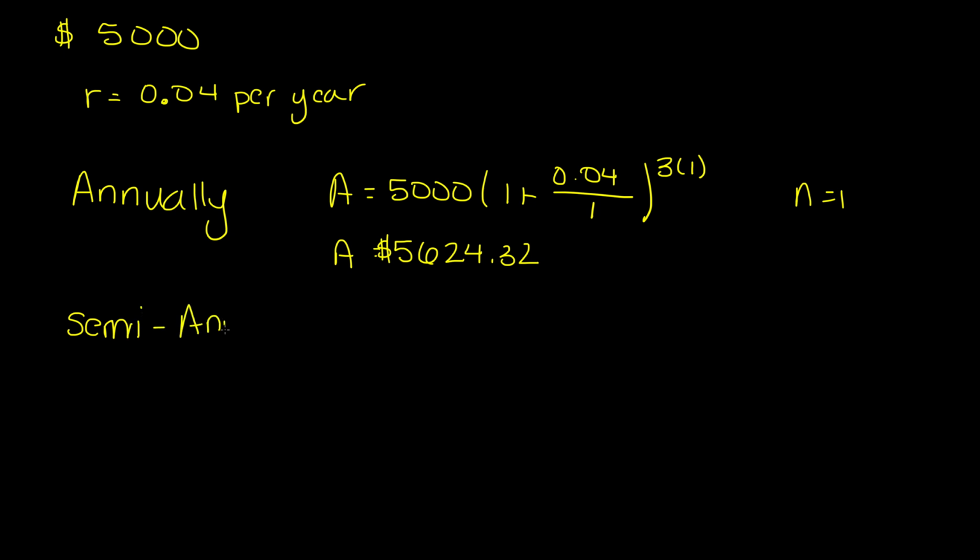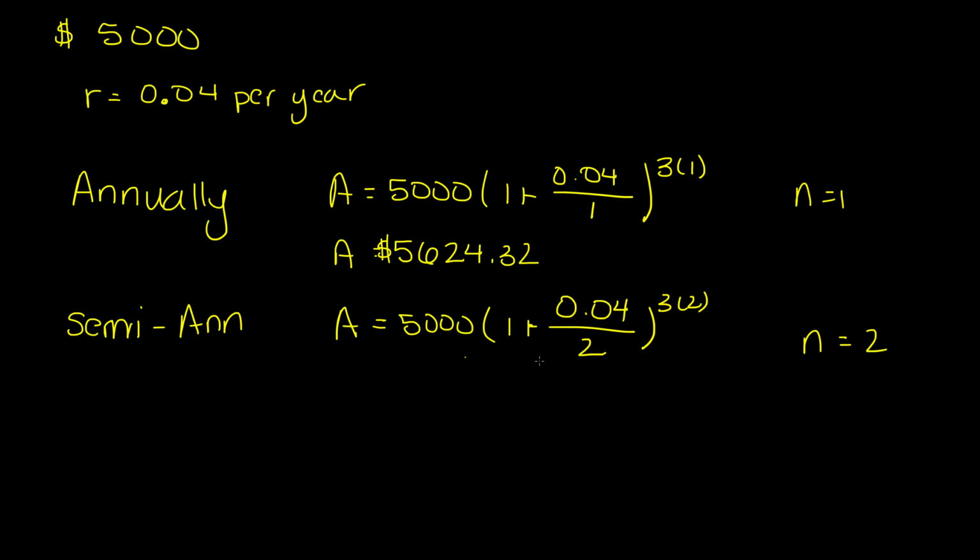So let's talk about semi-annual. Semi-annual means it's twice a year. So this is going to be 5,000, our initial principal, times 1 plus 0.04 divided by 2, raised to 2 times 3, because my n here is 2. What I come up with here is $5,630. She's making a little bit more money with a semi-annual account.